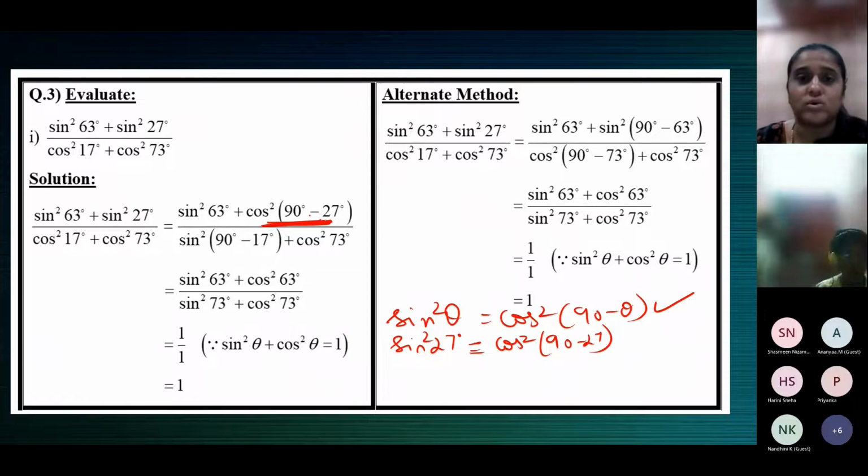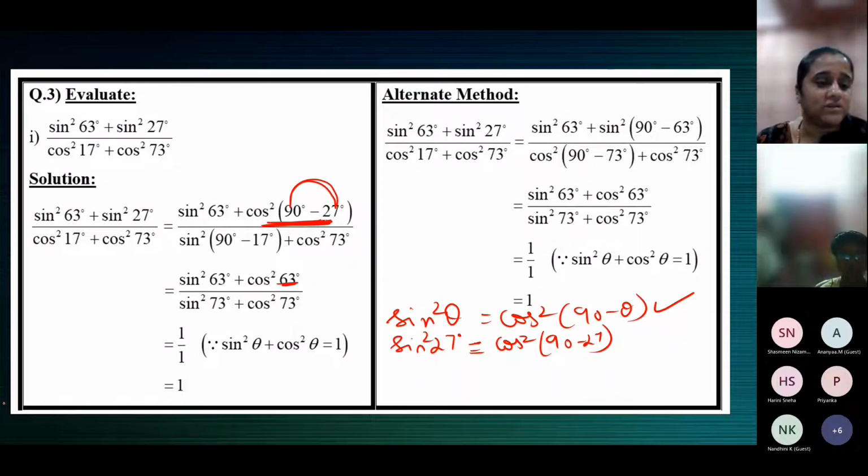So we've already used the rule in the first step. In the next step, there's no rule, you just have to find the difference. 90 minus 27 is 63. And here you can see sine square 63 degrees plus cos square 63 degrees, which is 1.